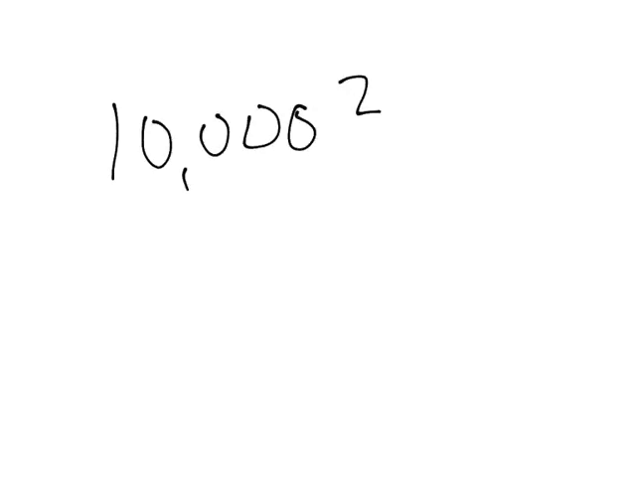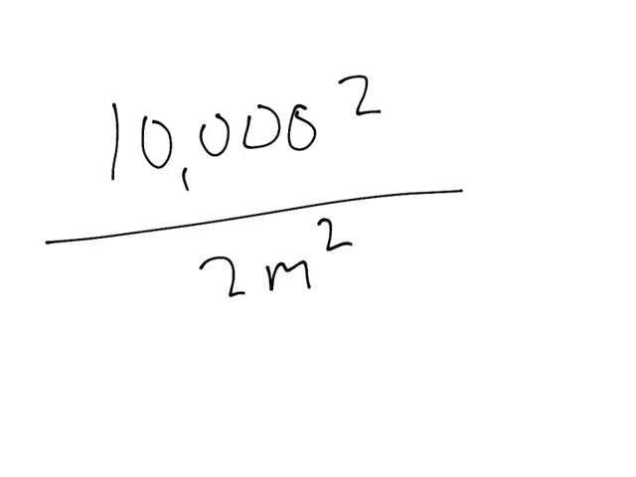So let's have an example of that. Let's say we have two 10,000 kilogram masses. So 10,000. If they're both the same, you can just square that. So it's 10,000 squared all over distance. So let's say they're 2 meters apart. And then we square that and times that by 6.67 times 10 to the negative 11.